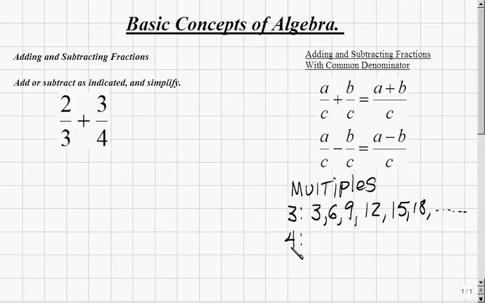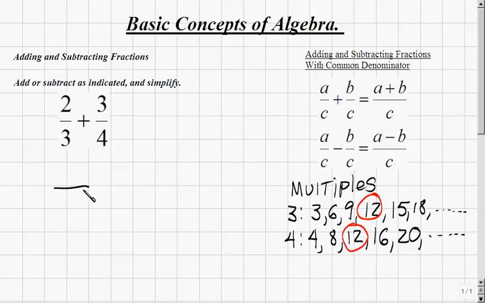And for the multiples of 4, we start off with 4 and add 4 to that to get 8, add 4 again to get 12, and 16, and 20, and so on. The smallest multiple that 3 and 4 have in common is 12. And our smallest common multiple is the common denominator between 3 and 4.